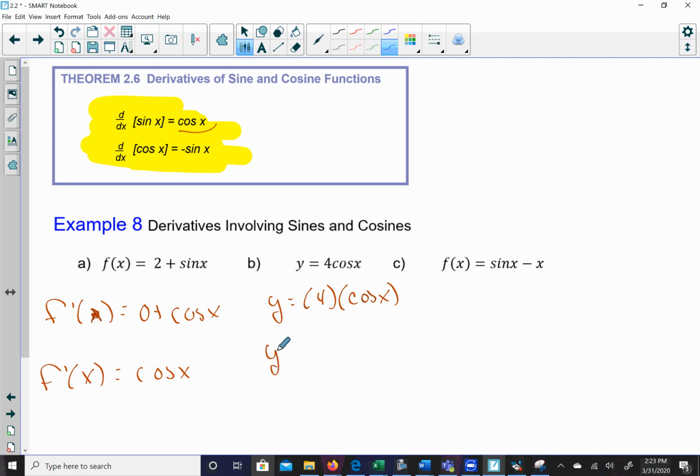When I take the derivative, that 4 stays unchanged. The derivative of cosine is negative sine x. And when I multiply those, the derivative is going to be negative 4 times the sine of x. And the last one, the derivative of sine of x is going to be cosine of x, and the derivative of x will just be 1. So my final answer is cosine x minus 1. Not that hard. Again, you do need to memorize those.